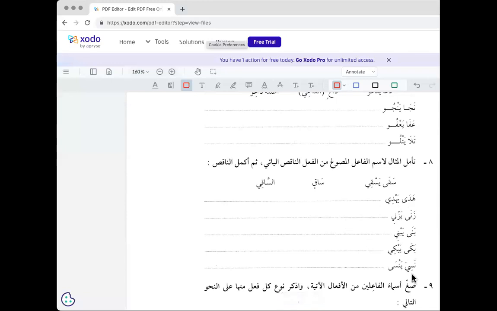No, that's not a typo, because the fi'l madi is not nasa, it's nasiya. Nasiya, that is the fi'l madi. And then the fi'l mudari is yansa. Okay? Nasiya yansa. I'm not sure if I can give another example for it, but yeah, that's the pattern.